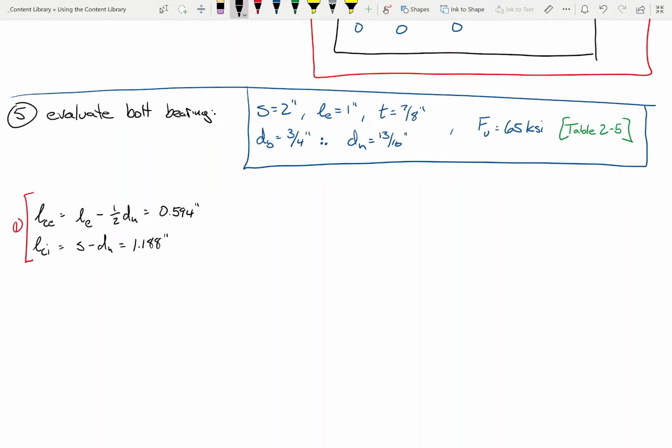Then the second step is 1.2 LCE TFU, 1.2 LCI TFU, and 2.4 DTFU. Like I said, I'm going to go ahead and do these for you. This comes out to be 40.52. This comes out to be 81.05. Am I okay to do this pretty fast? Is that okay? Because we've done this a few times. 102.38.